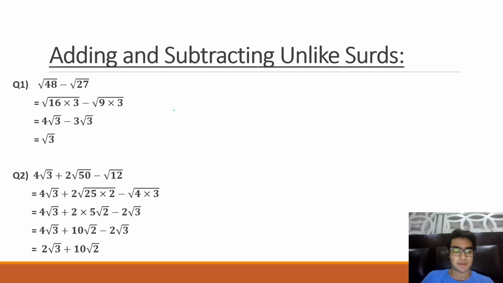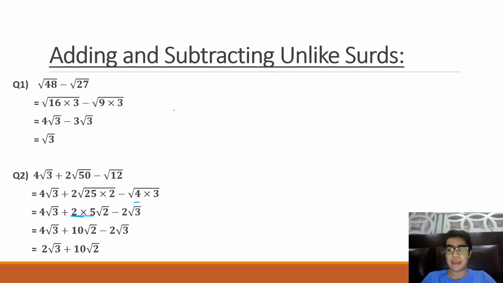So this stays the same. 4 times root 3 plus 2. Square root of 25 becomes 5 times root 2 minus square root of 4 is 2, so that stays, so minus 2 times root 3. Okay, so you simplify even more. So 4 times root 3 plus 2 times 5, you multiply these, that becomes 10 root 2 minus 2 root 3. You simplify it even more, because you have the like terms now.